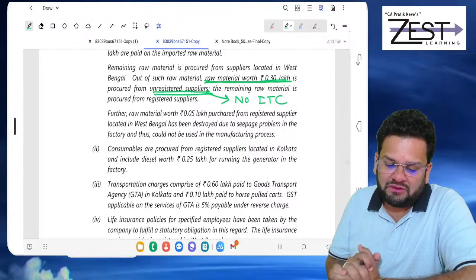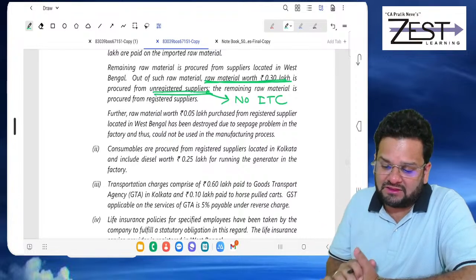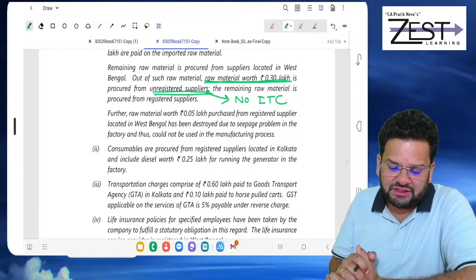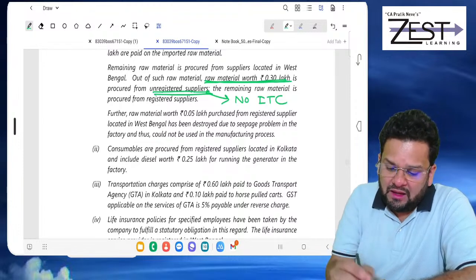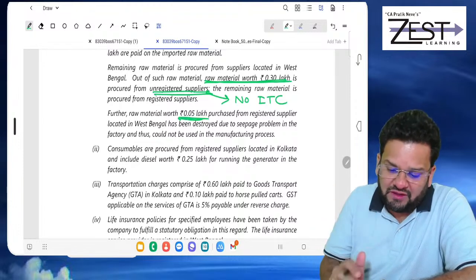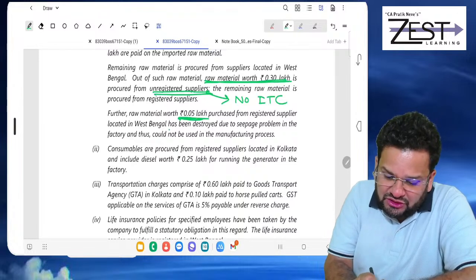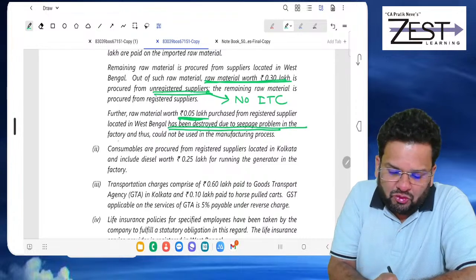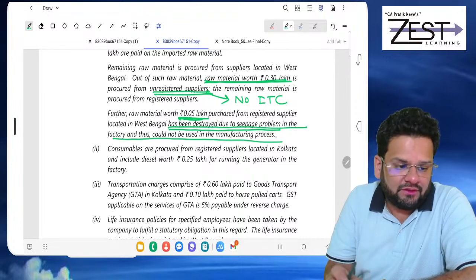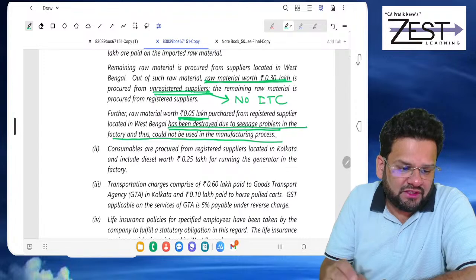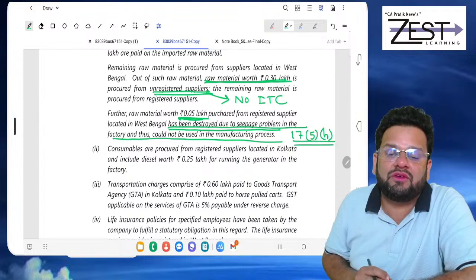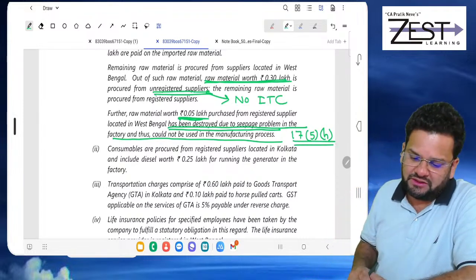Further, raw material worth 0.05 lakhs is purchased from registered supplier located in West Bengal. So 0.05 lakhs has been destroyed due to seepage problem in the factory. So what will happen if it is destroyed? If it is destroyed, ITC will be blocked as per 17(5)(h). Do you agree with me?